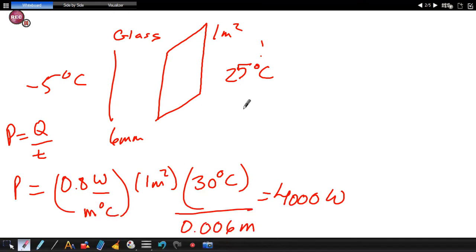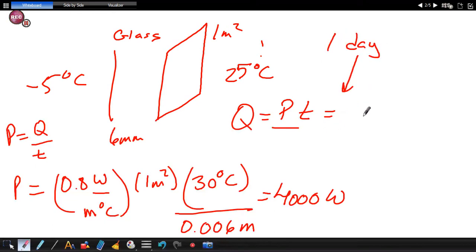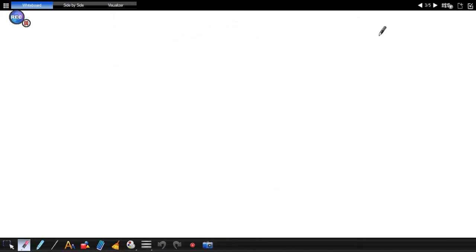So the total heat is power times time. And so the heat, say in 1 day, we're going to do 4,000 watts times 86,400 seconds, and that is 3.5 times 10 to the 8 joules. That doesn't seem like a cognizant number. Like, it's hard to think of it. So we're going to go and look at how you buy electricity.